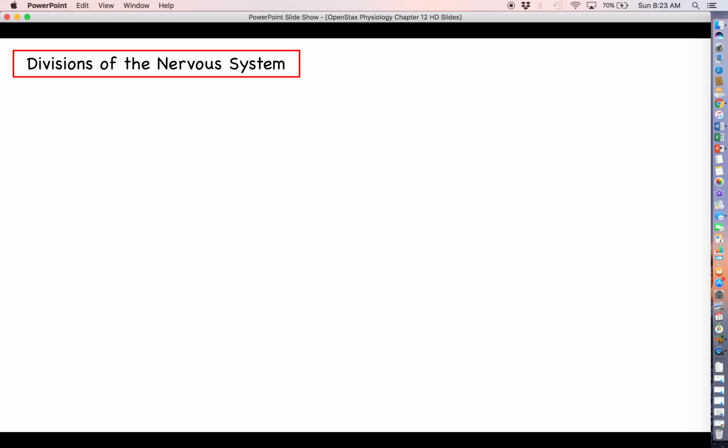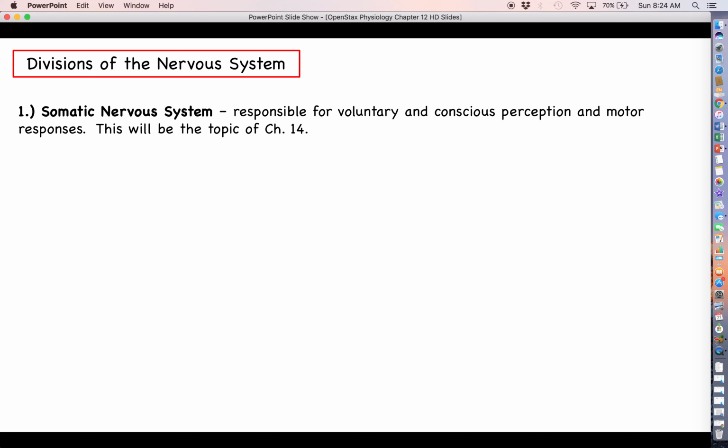So speaking of which, let's talk about those divisions of the nervous system. What do they mean? The somatic nervous system is responsible for basically everything that you are consciously aware of, whether it is voluntary contraction of your skeletal muscles, your ability to move your arms, move your legs, and move your body around, or your conscious perception, your ability to sense the environment around you and be consciously aware of that and turn that into motor responses. So the things you see, the things you hear, the things you taste, the things you feel, and the things you smell, right? This will be the major focus of chapter 14.